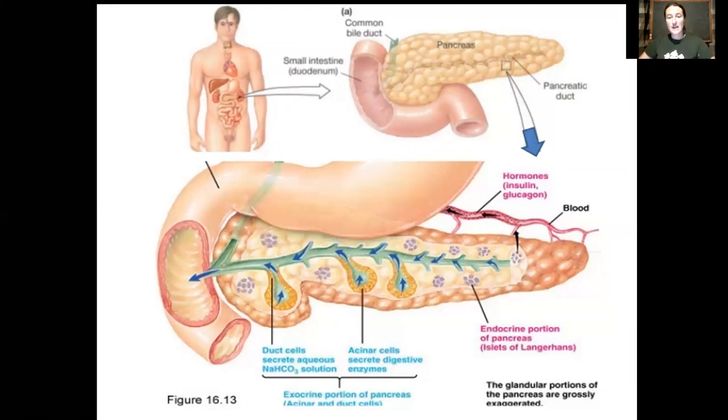This is a summary of the exocrine structures of the pancreas and the endocrine structures of the pancreas, which release these hormones to ultimately inform the liver what to do with sugar.